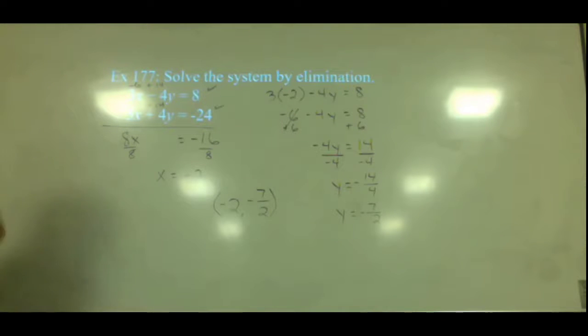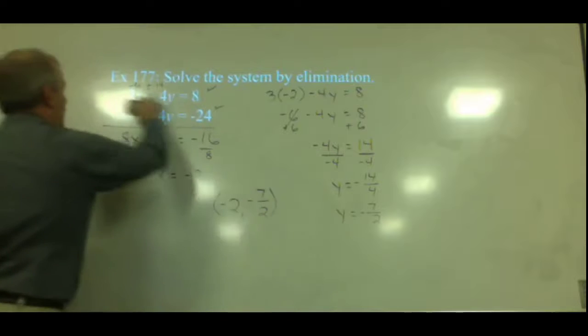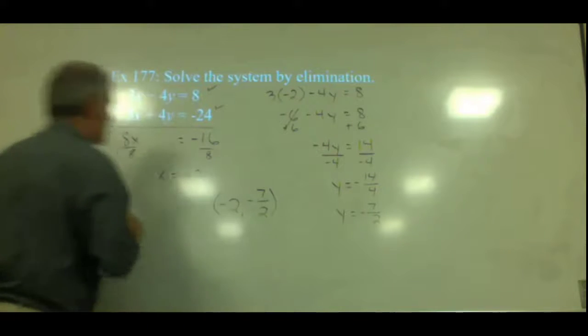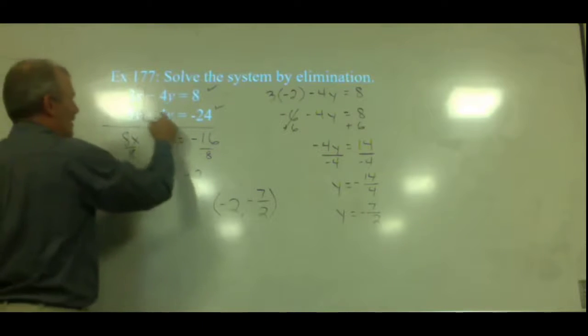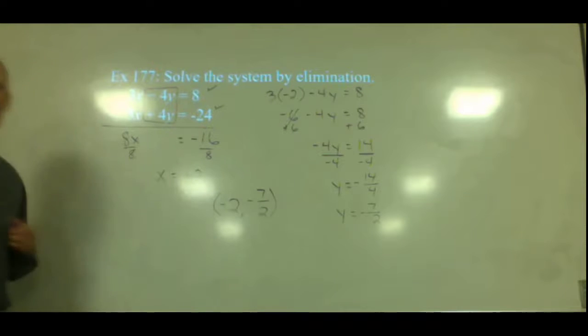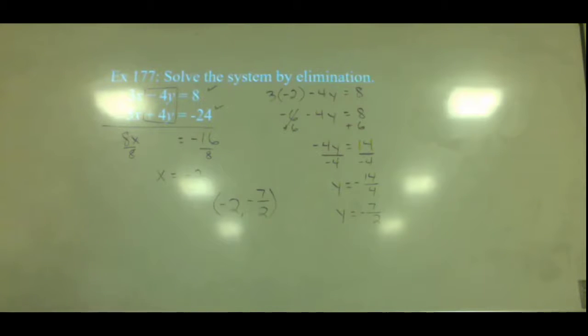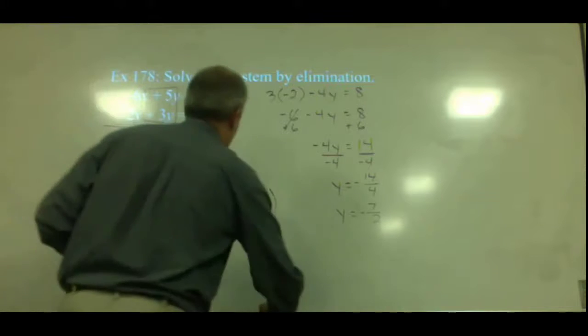Okay? But this is the key right here that we're going for. When we do this, before you can add these together, you have to make sure that either the x's or the y's will cancel out. So they have to be opposites. If they don't, there's no reason to add them together because you're still going to have two variables. So if they don't, then you would just do substitution? You could, or I'm going to show you what to do if they don't. Because a lot of times, like this, they don't.